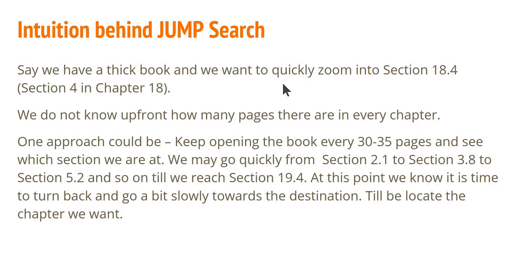Another method, which is something we often do without thinking, is that I can keep opening the book, knowing that 18.4 is quite late. I can go maybe every 30, 35 pages and see where we are. So we can go, for example, section 2.1 to 3.8 to 5.2 until we reach perhaps section 19.4. We know we have gone too far, and probably we go back a little bit slower to the destination. So this is how a jump search would look.